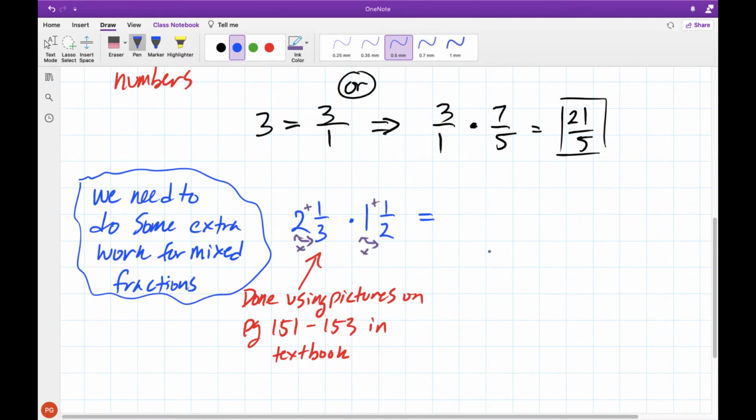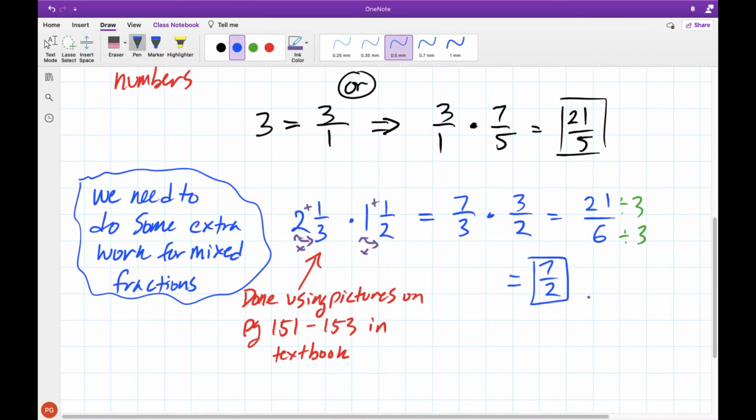So 2 times 3 gives us 6, plus 1 gives us 7 over 3. Over here, 2 times 1 is 2, plus 1 gives us 3 over 2. Now we can multiply the tops and bottoms together, get 21 divided by 6. We can divide the top and bottom by 3 here, and we get our final answer of 7 over 2.